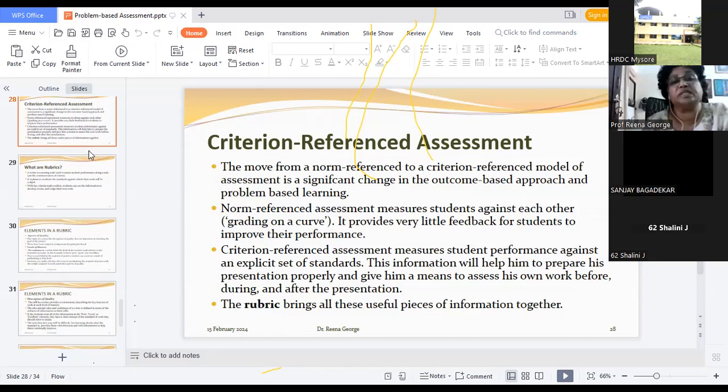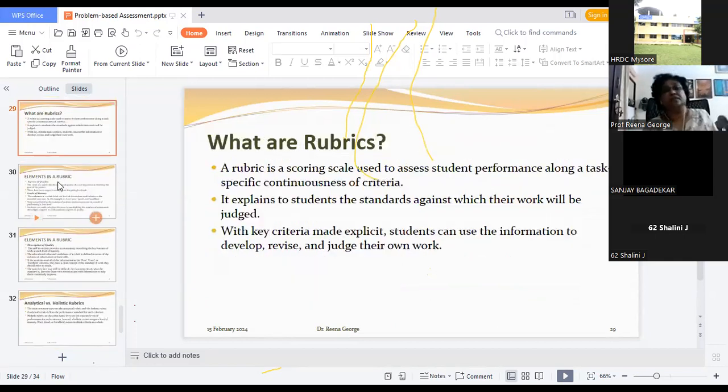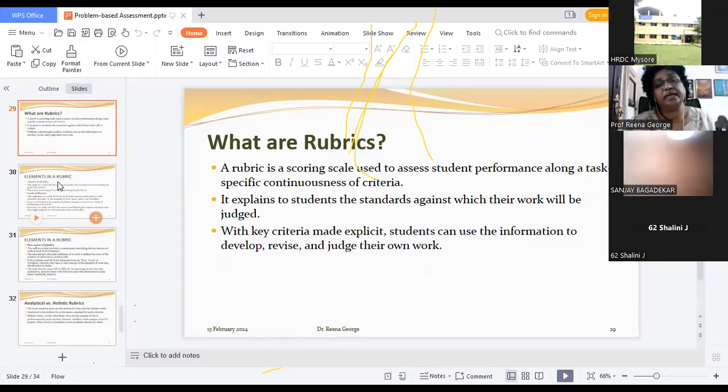So it is criterion reference assessment. And one of the best methods that can be used in PBL is to use rubrics. Now, what is a rubric? A rubric is a scoring scale used to assess students' performance along a particular continuous criteria. It explains to students a standard against which their work will be judged. How are you going to judge that? And what are the standards that you use there? With key criteria made explicit, the students can use the information to develop, revise, and judge their own work.